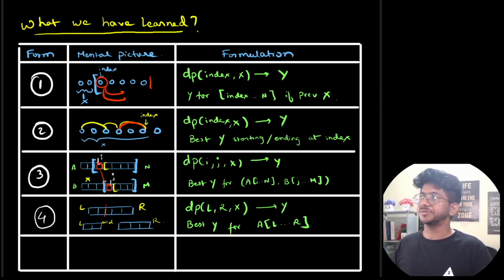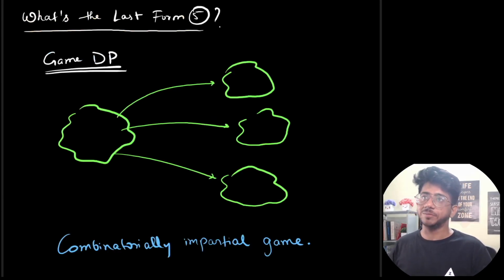What is Form 5? Form 5 is nothing but game DP, right? And we're going to deal with certain kinds of combinatorially impartial games. Impartial essentially means you have the same set of rules for both the players. And combinatorially impartial games generally are decided based on what the current scenario is and whose move it is, it is generally decided who wins or loses. That kind of games are what we are going to discuss in this particular video.